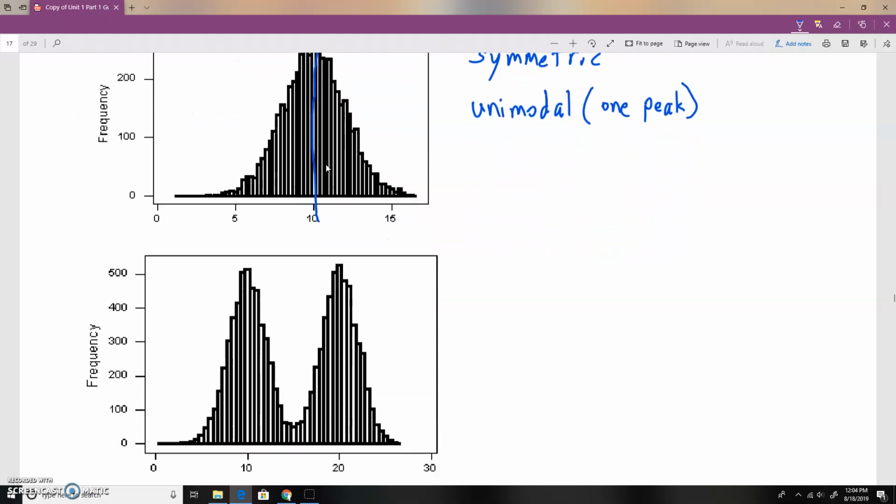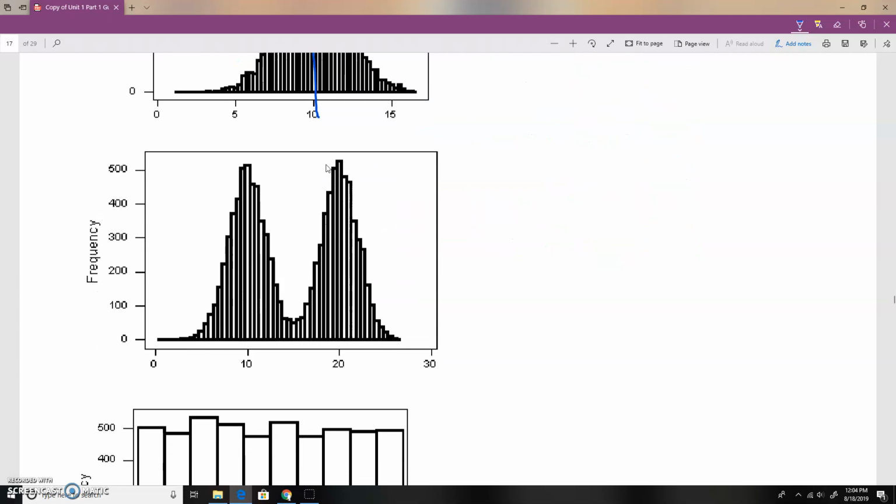Our second histogram is still symmetric. We can pretty much split it down the middle, and it's the same on both sides, so it is still symmetric. This one now is what we call bimodal, meaning it has two peaks.